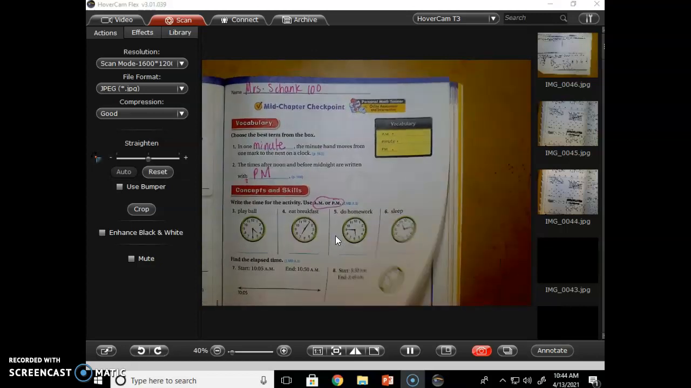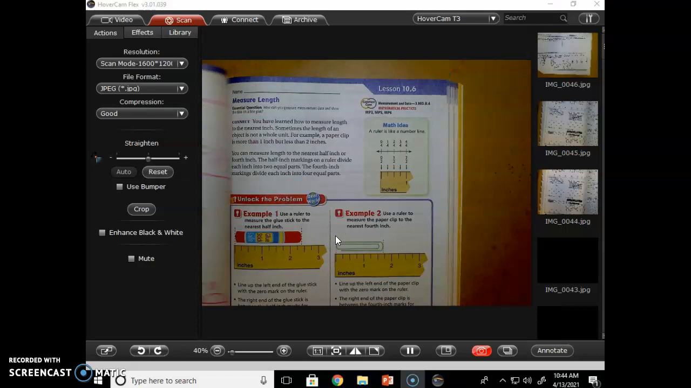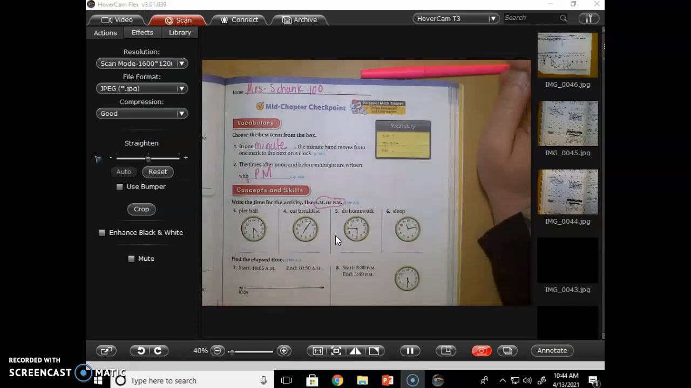So mid-chapter checkpoints. That's all you have to do today is work through those. I know some of those finding starting times, end times, using our number line can be a bit confusing. Just break it down and take it slow.